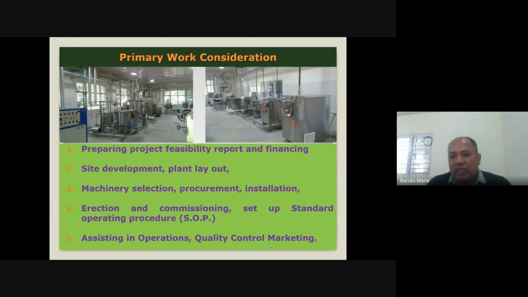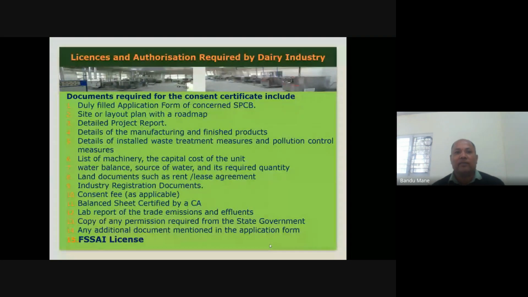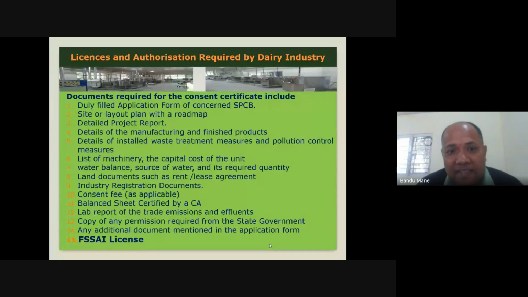All documents are required for successful running of the plants. Then assistance is required in operation and quality control and marketing of the milk and milk products. Next, what is the license or authorization required by the dairy industry? These are some of the documents required before starting the dairy processing plants.